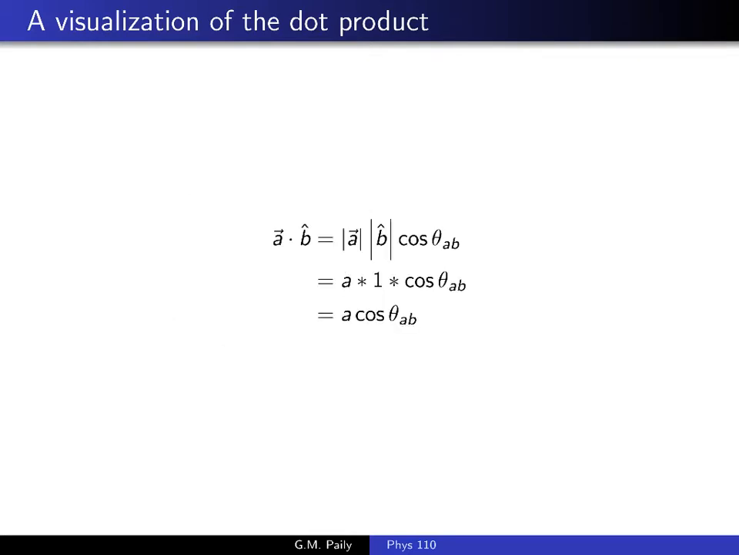Using the magnitude formula, we find A dot B hat is magnitude of A times magnitude of B hat times cosine of the angle between them. The magnitude of A vector can be denoted as A. The magnitude of B hat is simply 1 because it's a unit vector, and cosine stays as it is. The final result is A cosine theta.